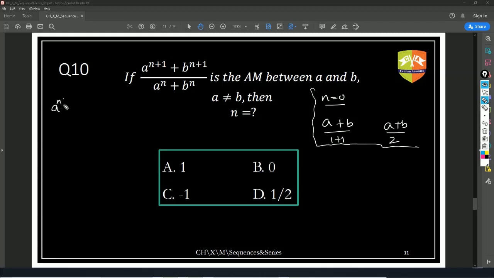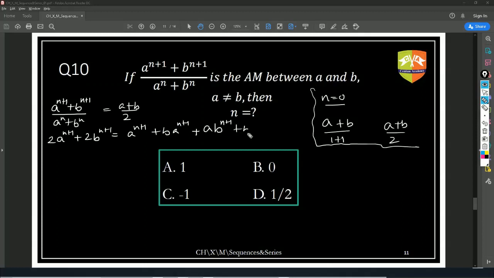This is nothing but a^(n+1). Let's say if it is a subjective question, you never know, the test could become a subjective test. (a^(n+1) plus b^(n+1)) by (a^n plus b^n) is nothing but (a plus b) by 2. This is am, right? Then cross multiply, so you'll get 2a^(n+1) plus 2b^(n+1) is equal to a^(n+1) plus b times a^n plus a times b^n plus b^(n+1). If you do the cross multiplication, this and this can be removed, right?